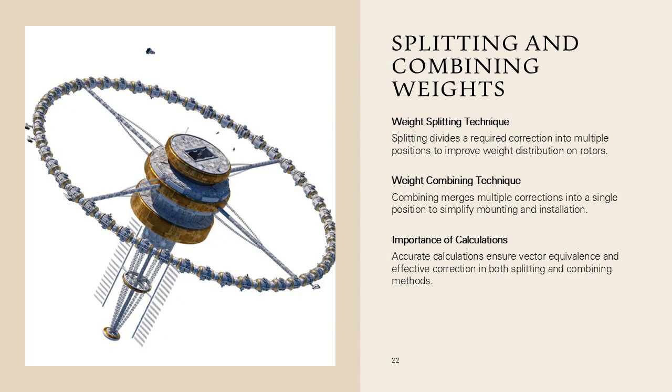This slide explains weight splitting, dividing a required correction into two or more positions, and weight combining, merging multiple corrections into one position. These techniques are essential when rotor geometry limits placement options or when multiple components influence balancing. Splitting helps achieve better distribution, while combining simplifies mounting. Proper calculations ensure vector equivalence and effective correction.